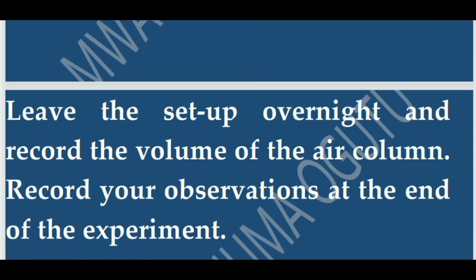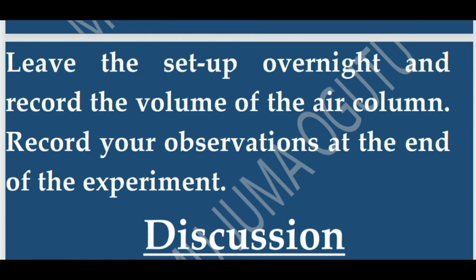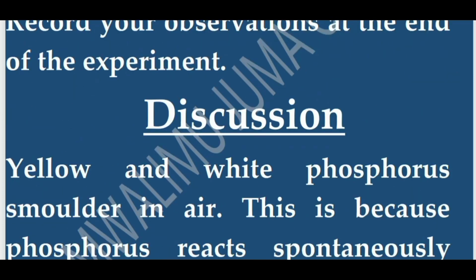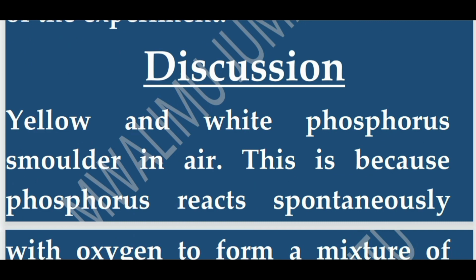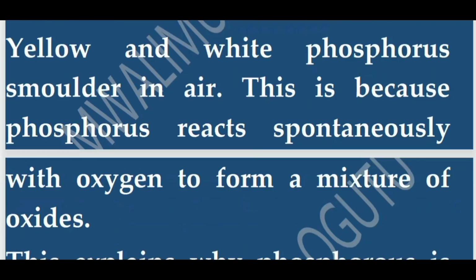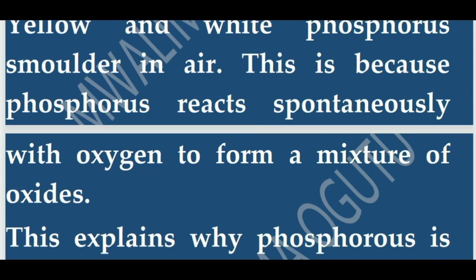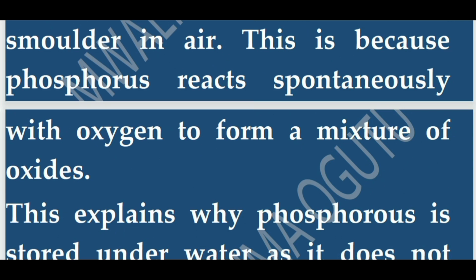We record our observation at the end of the experiment. Now from the observation we make, we go ahead and have some discussions. Yellow and white phosphorus smolder in air. This is because phosphorus reacts spontaneously with oxygen to form a mixture of oxides.